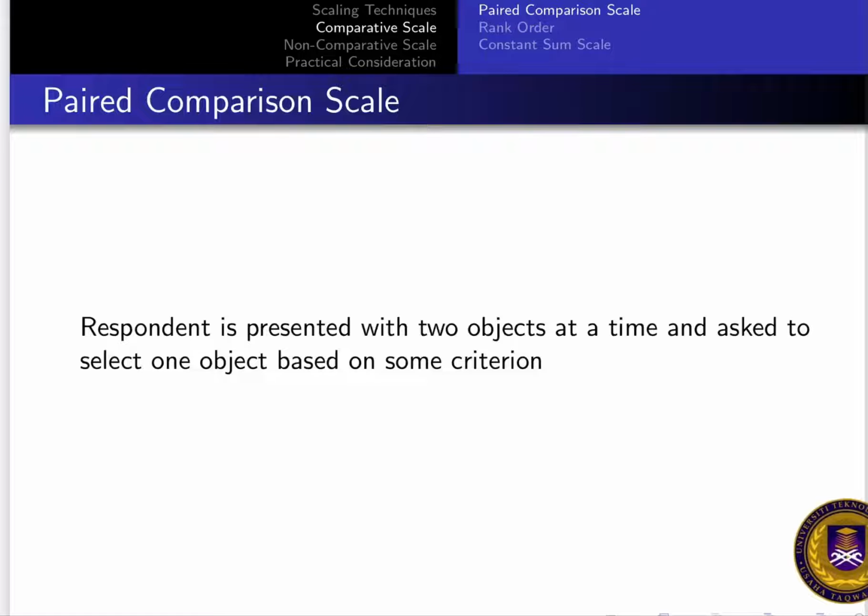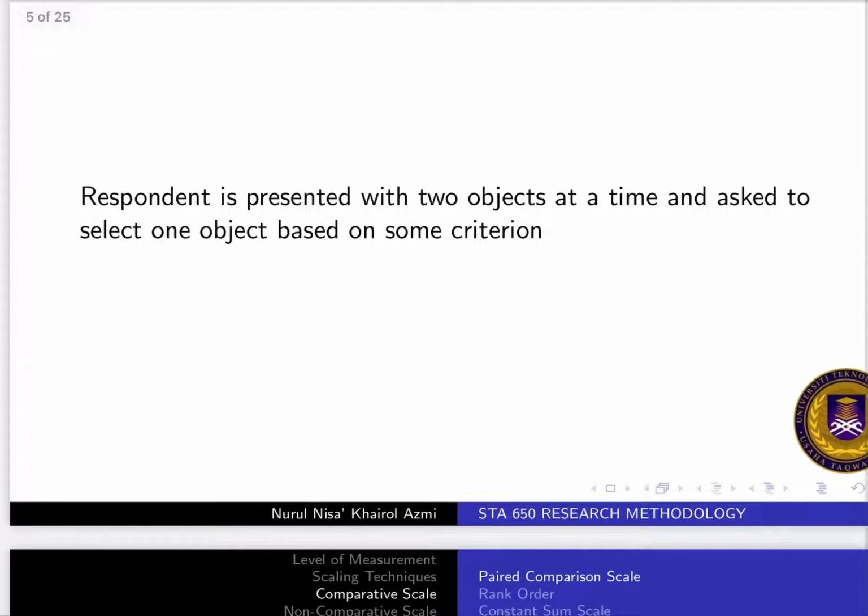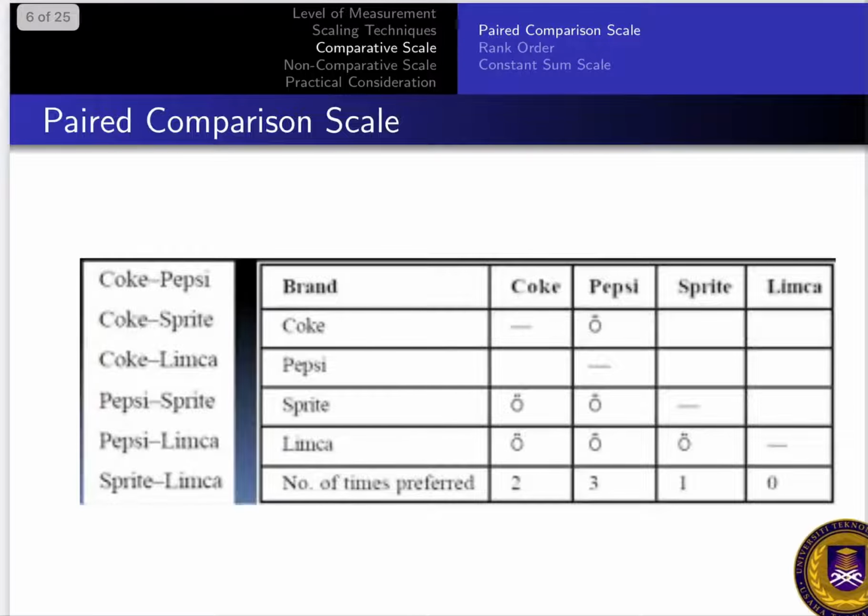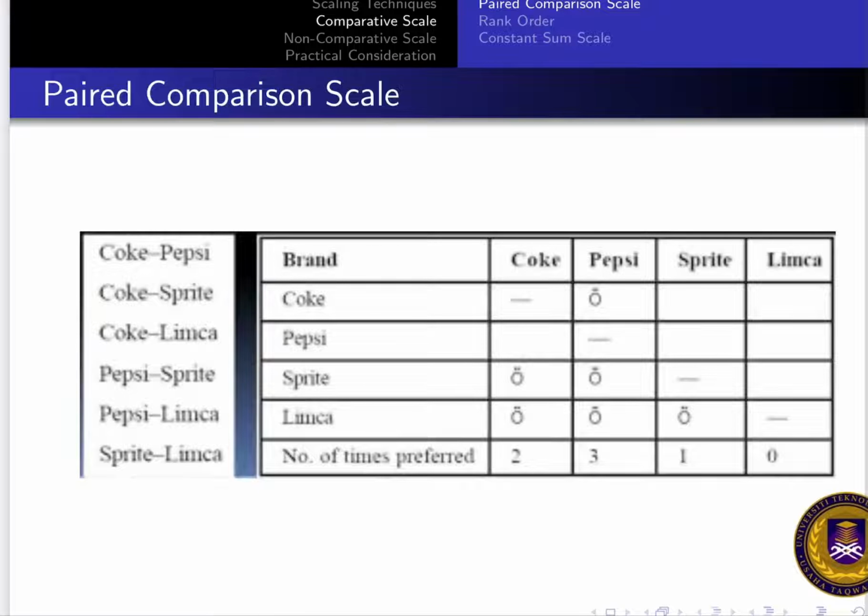For the paired comparison scale, the respondent is presented with two objects at a time and asked to select one object based on some criterion. For example, let's say you want to compare brands of a drink: Coke and Pepsi, Coke and Sprite, Coke and Limca. So there are four brands, and you do a comparison in pairs, and then you count the number of times preferred.